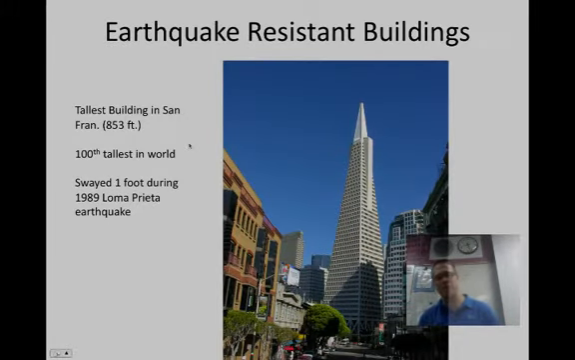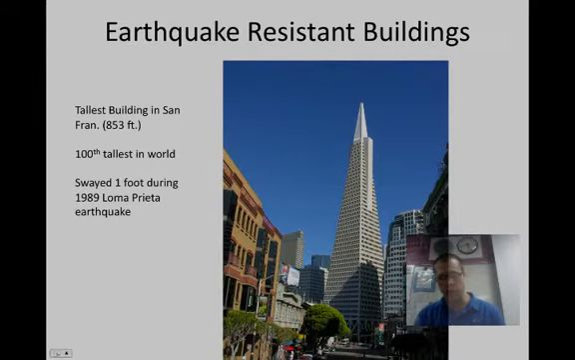So first off, some examples. There's lots of examples in society of buildings that are built with earthquake-resistant features. One of the best here is the Transamerica building in San Francisco. You've already seen this in one of the prior videos, but in regions where earthquakes are very common, they need to build buildings with these things in mind.